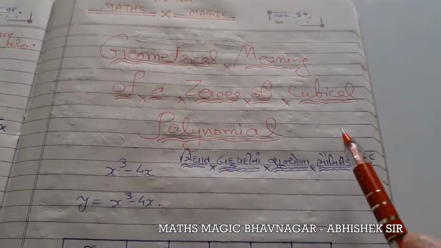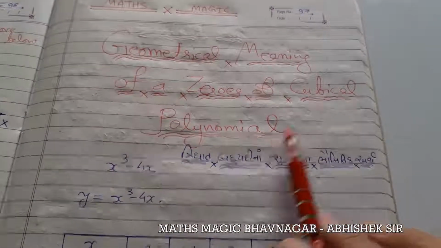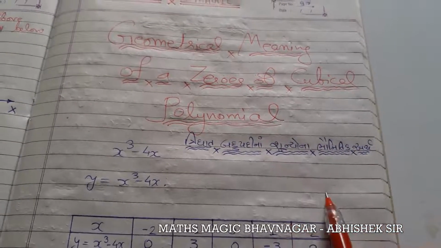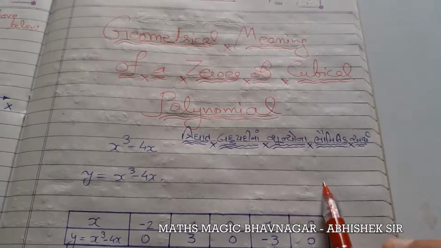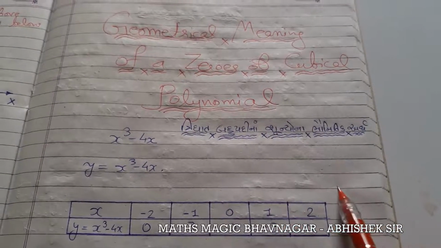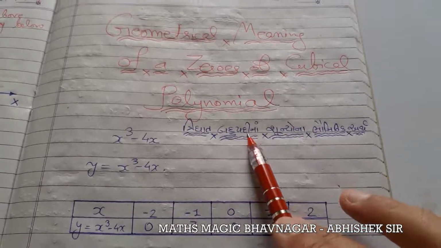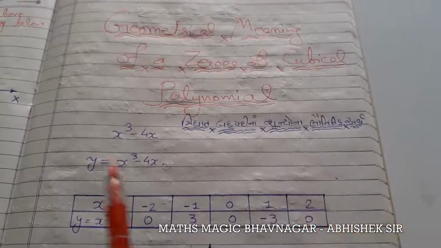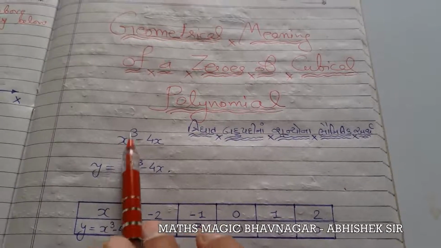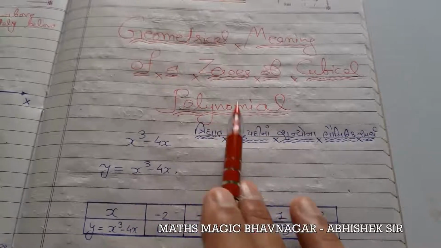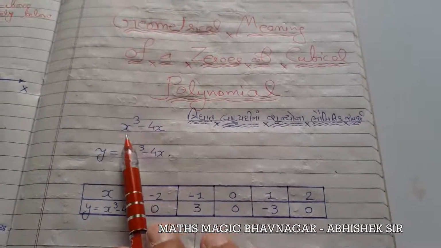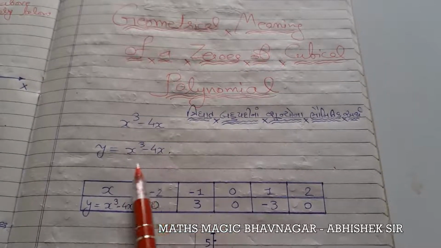Then the last topic, the geometrical meaning of a zero of the cubic polynomial. We have already discussed the linear polynomial, that is a straight line. Then we discussed the quadratic polynomial, that is a parabola, whether it is an upward parabola or a downward parabola. Now we are discussing the cubic polynomial. A cubic polynomial has the property that the variable has the maximum exponent 3. On the basis of this, we have taken the example of x cube minus 4x.